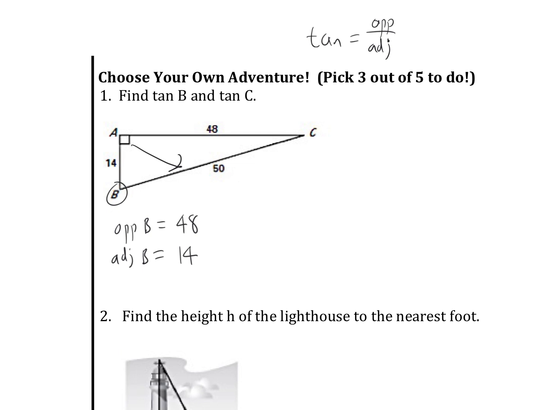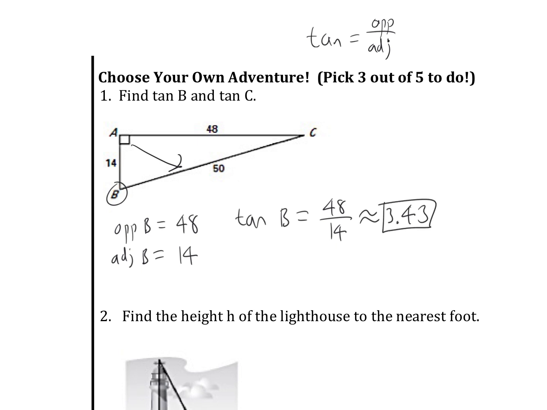Okay, so we can set this up now. We can do tangent of B equals, what's the opposite over adjacent going to be? It's going to be 48 over 14. And if we go ahead and plug that in, it's going to be an approximation. We have to round, so we get 3.43.